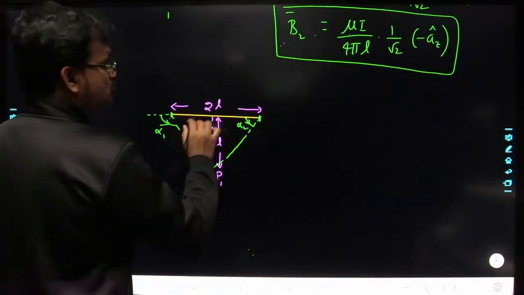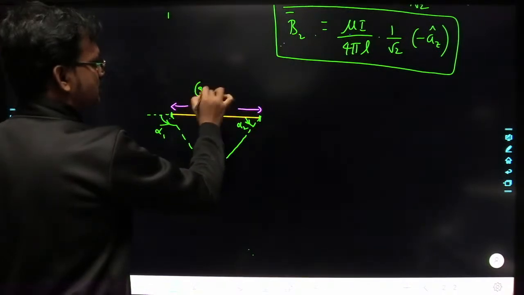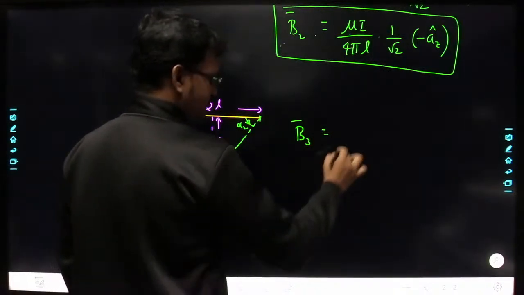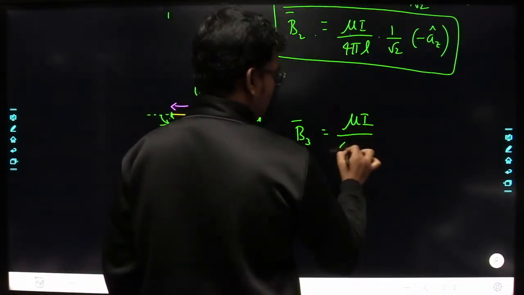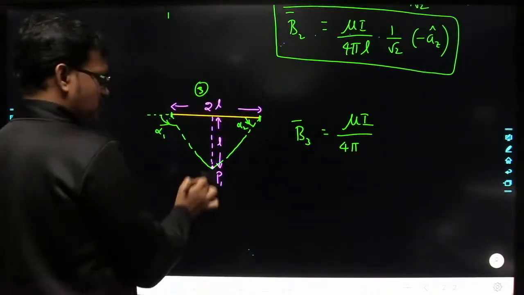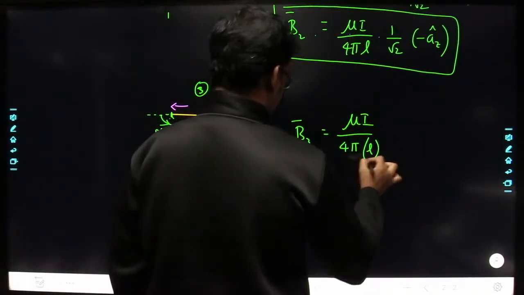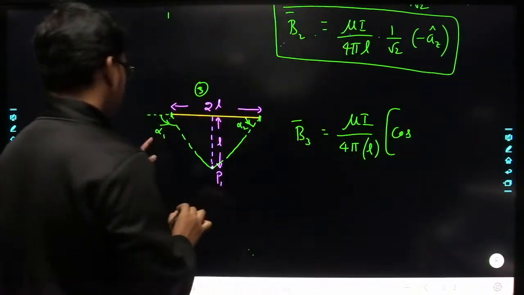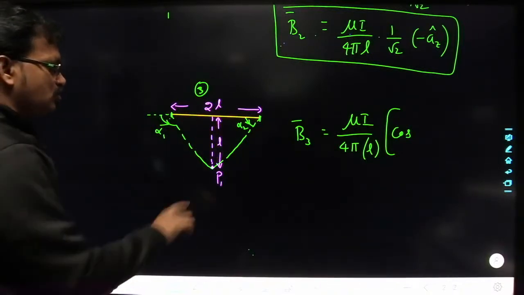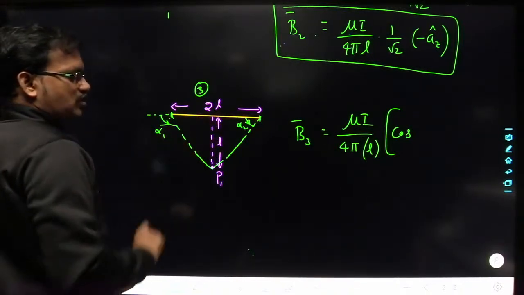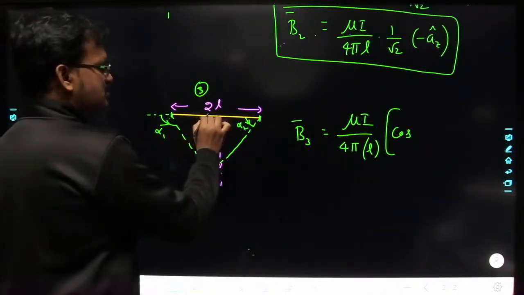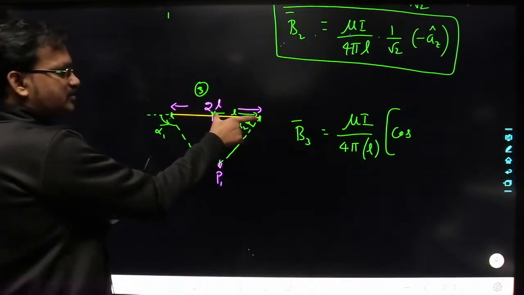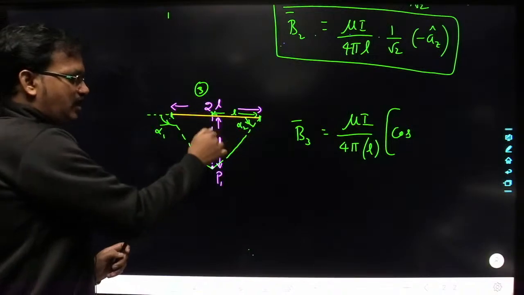What are you going to get? This section we have considered as the third section, right? So B3 bar is equal to mu I by 4 pi into the normal distance. What is the normal distance from the wire? It is nothing but L. So mu I by 4 pi L into cos alpha 2. What is alpha 2 here? From here to here the length is L, and from here to here the length is also L. Understood?